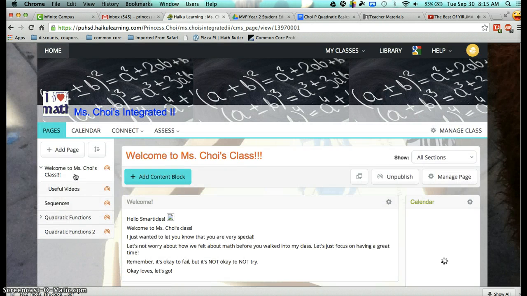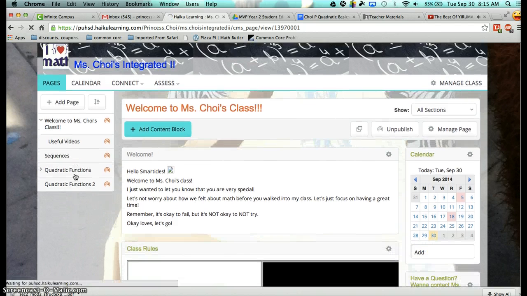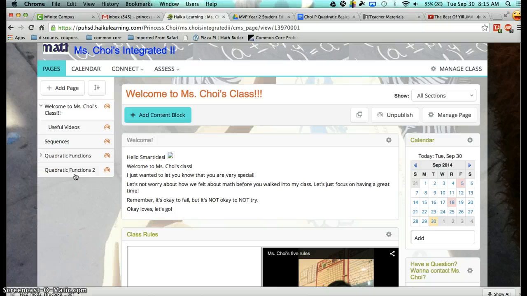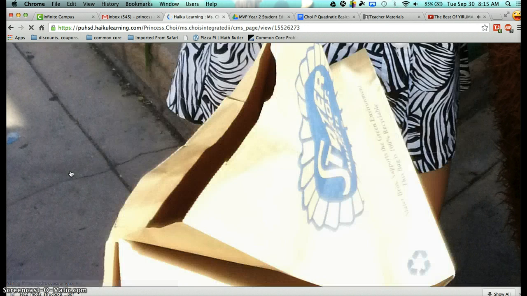So now let me show you exactly where the online textbook is, okay? You scroll down, because this is a new unit, so this is not the same as the one you downloaded last time. So there you go. If you click on Quadratic Functions 2, you see that right here? So click on it, Quadratic Functions 2.